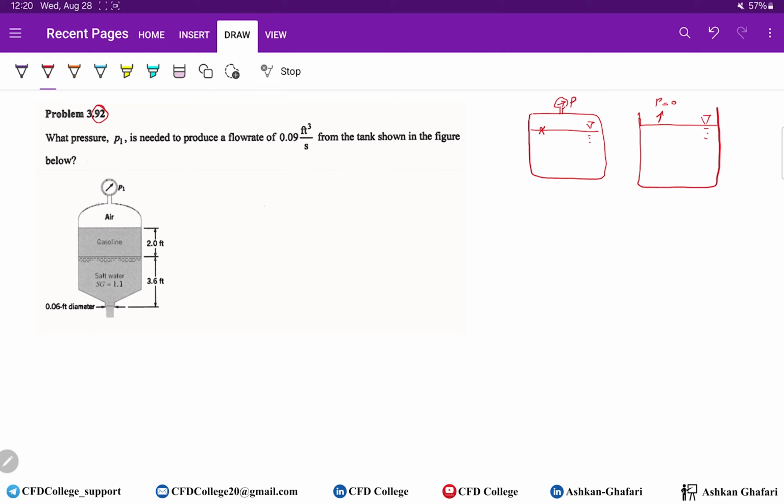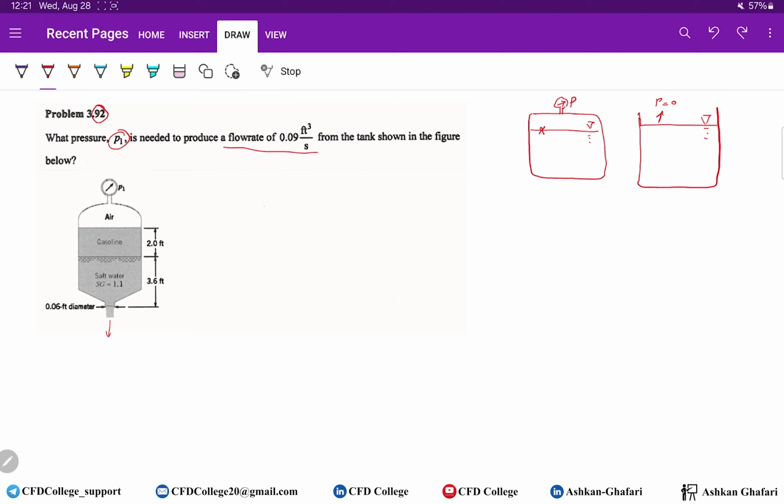Okay, here we have a pressurized tank. Here we have air, gasoline, and salt water. We want to find P1 in order to have a flow rate of 0.09 cubic feet per second from the tank here. So this is the exit. We know the flow rate, and we want to find the pressure of the air.